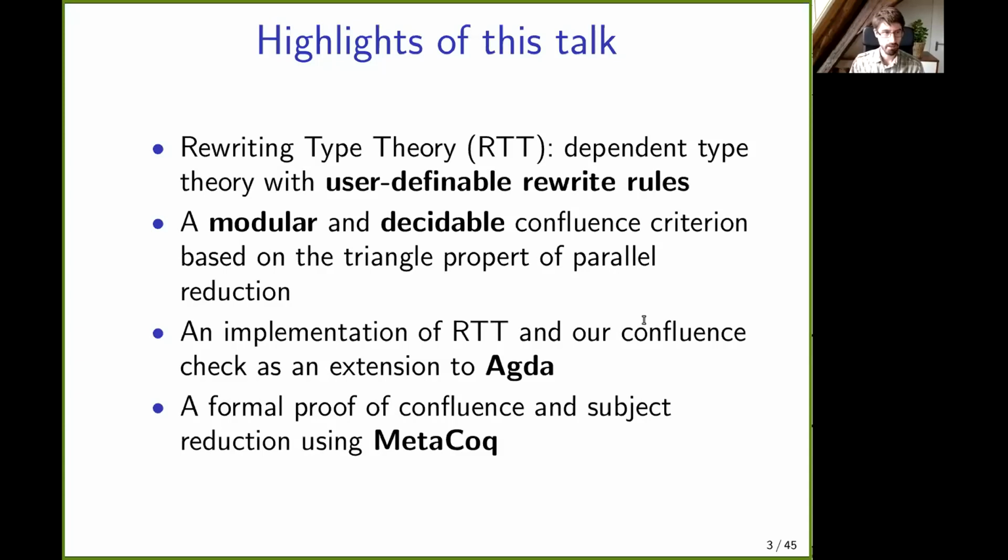And then the other two parts are the implementation of rewriting type theory as an extension to the Agda system. So you can now add rewrite rules to Agda yourself, and the Confluence check will check Confluence. And there's also a formal proof of these important properties, such as Confluence and subject reduction, as an extension to the MetaCoq system. I won't be talking too much about that because that's mainly what Theo worked on, but I'll try to give you the big picture of that as well. Okay.